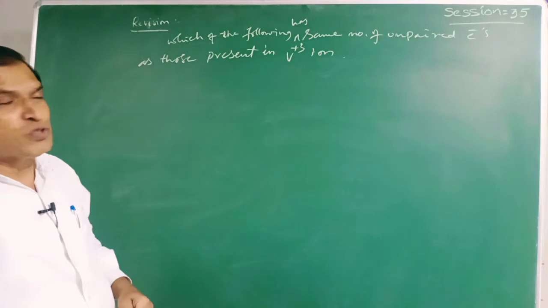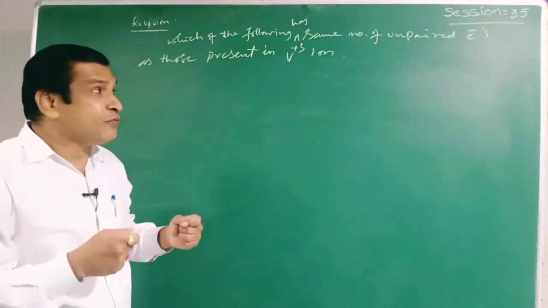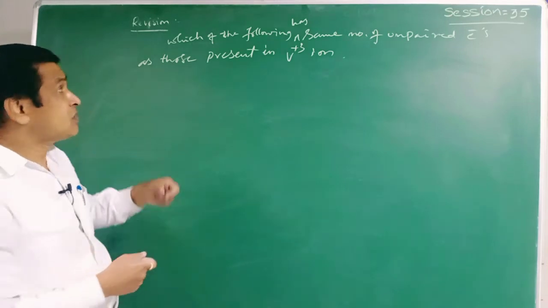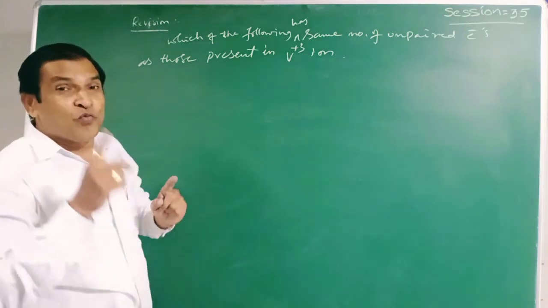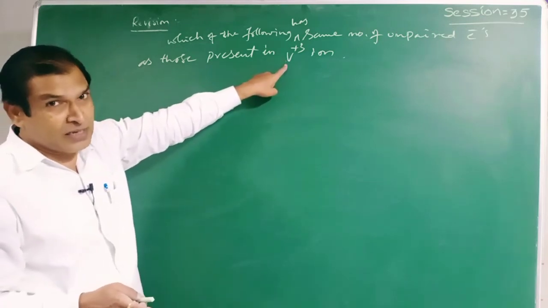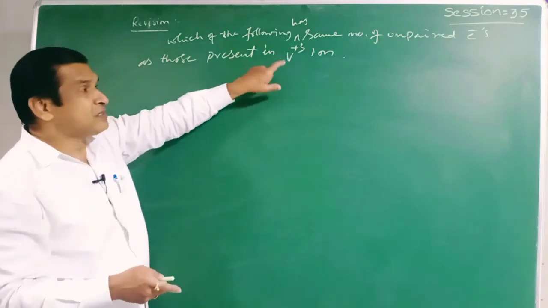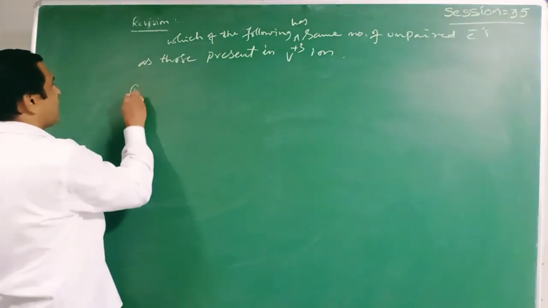That is the complete question. Which of the following has the same number of unpaired electrons as those present in vanadium plus 3 ion? First you should know how many unpaired electrons are present in vanadium plus 3 ion. That you have to remember. Now the options are like this.